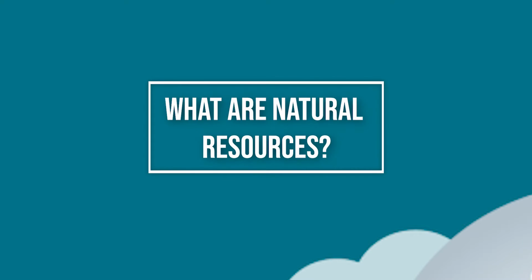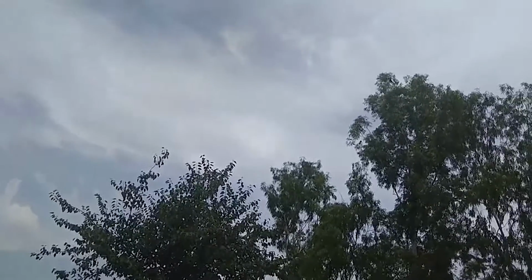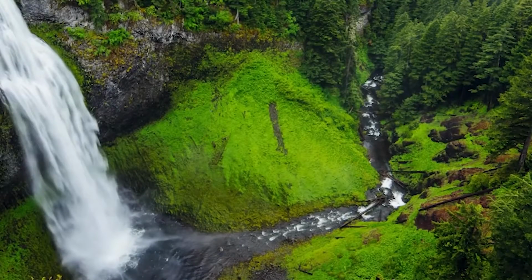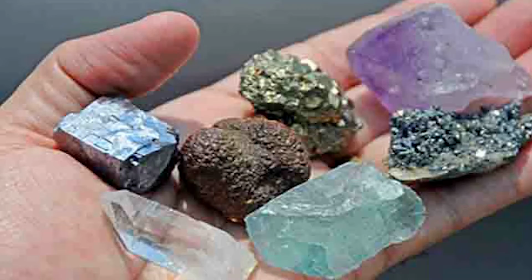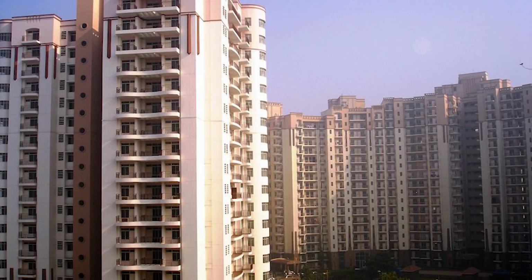Ma'am, what are natural resources? Yes, natural resources are those resources which are easily available in nature and we use them without any modifications. For example, air which we breathe, the water which is available in rivers and lakes, the soil, minerals are all natural resources. In contrast, human made resources are those resources which are made by humans and they are not available naturally. For example, like road and building.